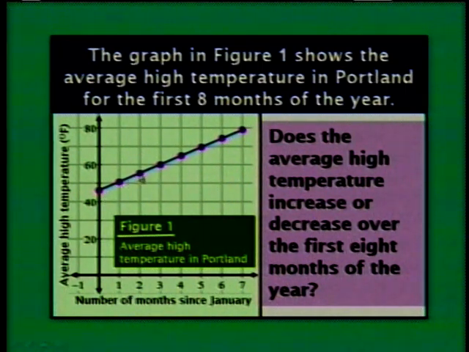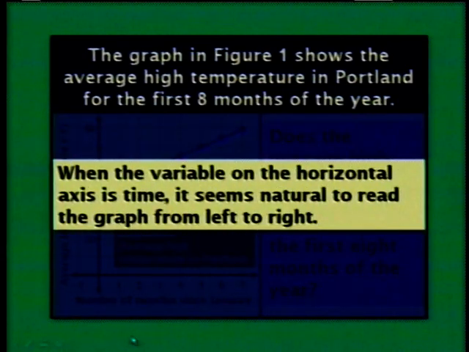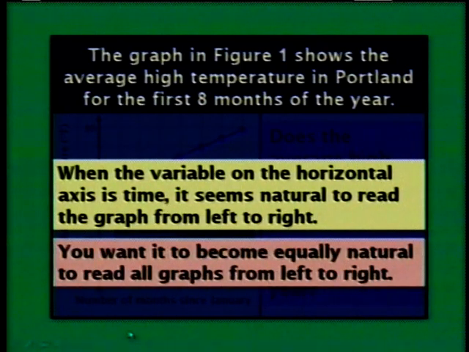Notice when I looked at this graph, it was rather instinctive for me to look at it from left to right. Part of the reason for that is because my horizontal axis is being measured in time. And we know that if we're asked whether something that's a function of time is increasing or decreasing, we need to think about time moving forward. And moving forward on a horizontal time axis means reading left to right. When the variable on the horizontal axis is time, it seems natural to read the graph from left to right. You want it to become equally natural to read all graphs from left to right. This needs to become instinctive for you, that when you're asked questions about increasing and decreasing behavior looking at a graph, you read the graph from left to right.